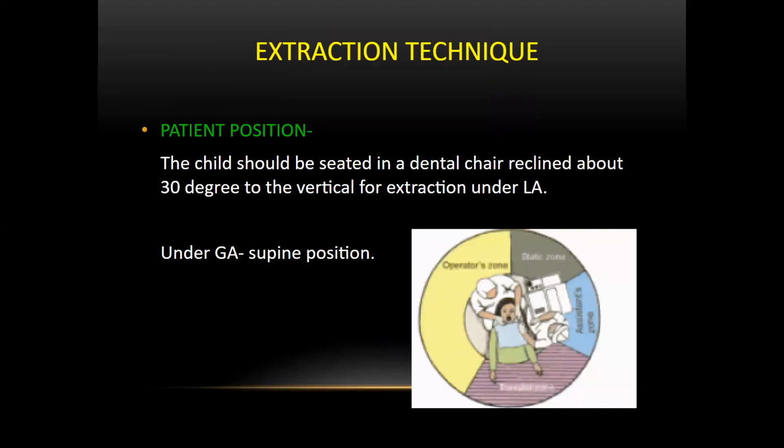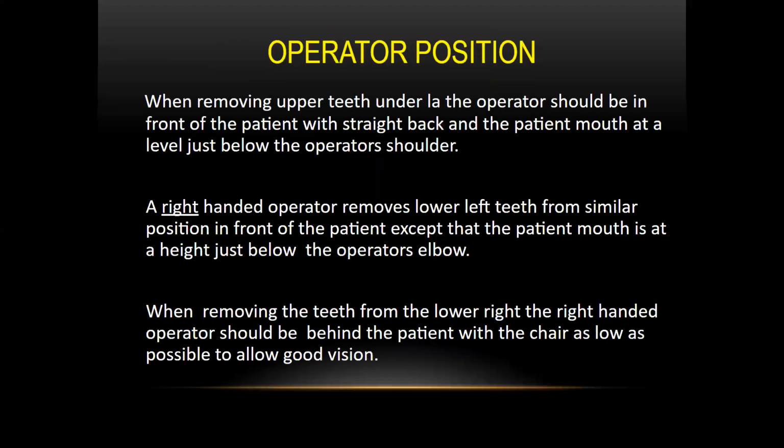Extraction technique. See, for the extraction technique, you need to know the patient position first. The child should be seated in a dental chair, reclined about 30 degrees to the vertical for extraction under local anesthesia. Under GA, supine position is preferable.